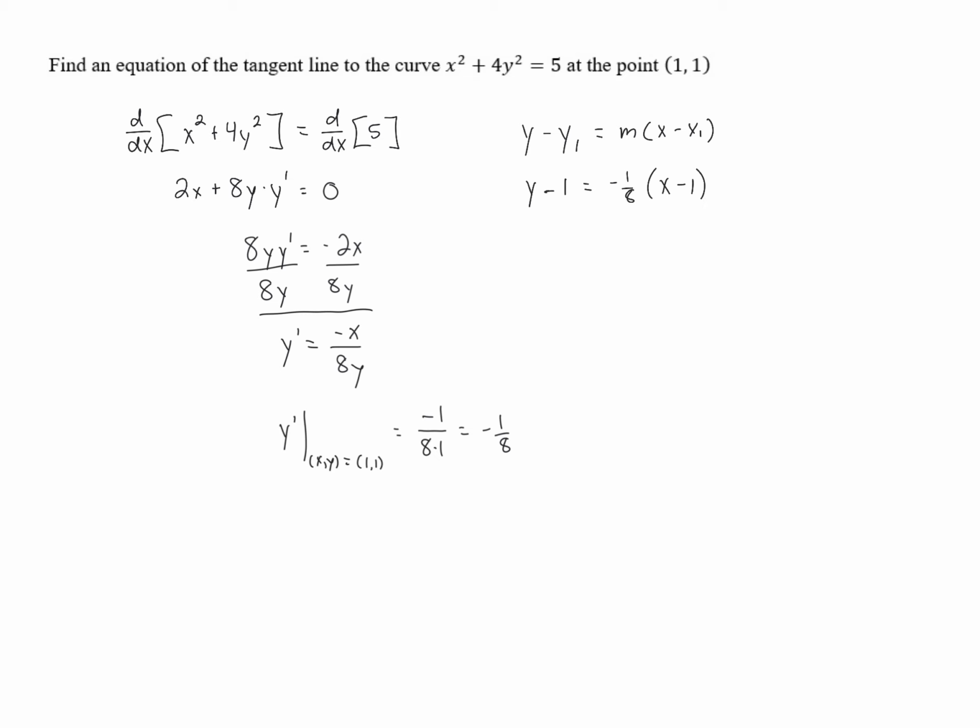And if we want to put this in slope-intercept form, we can distribute that negative 1/8 on the right-hand side. So negative 1/8 x plus 1/8, negative times a negative is a positive. And if we add 1 to both sides, we've got negative 1/8 x plus 1/8 plus 1 is going to end up being 9/8. So we've got y equals negative 1/8 x plus 9/8.